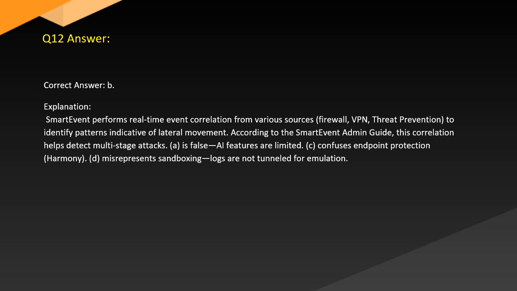Answer. Correct answer: B. Explanation. Smart Event performs real-time event correlation from various sources: firewall, VPN, threat prevention, to identify patterns indicative of lateral movement. According to the Smart Event admin guide, this correlation helps detect multi-stage attacks. A is false. AI features are limited. C confuses endpoint protection, Harmony. D misrepresents sandboxing. Logs are not tunneled for emulation.